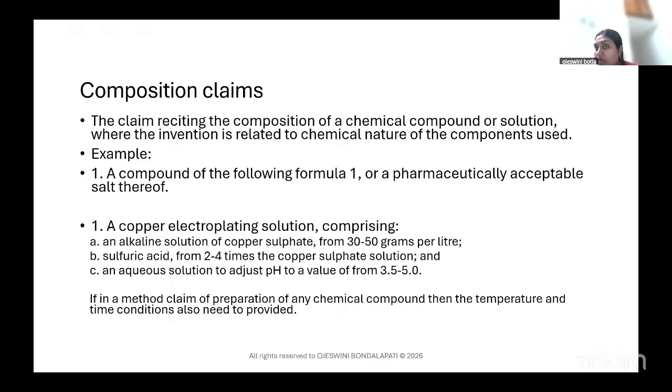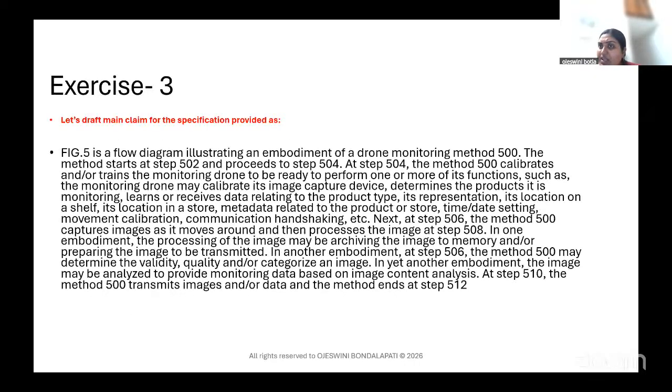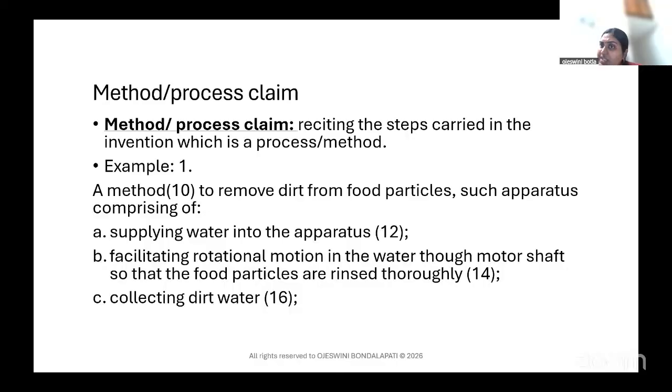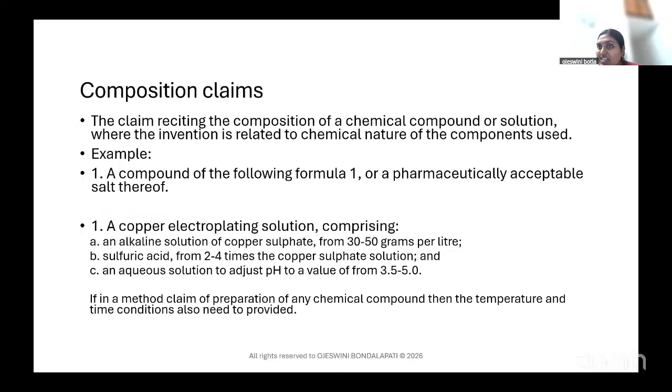In the method claim, we are going to include parameters like temperature, pressure, and time conditions. And in composition, we are going to give weight by weight or weight by volume in range values. Also in the method claim, there is no need to mention exact time, exact temperature, or exact pressure. That also you can mention in range values. So these are the basic steps which you have to follow for your first independent claim, that is, the parent claim.